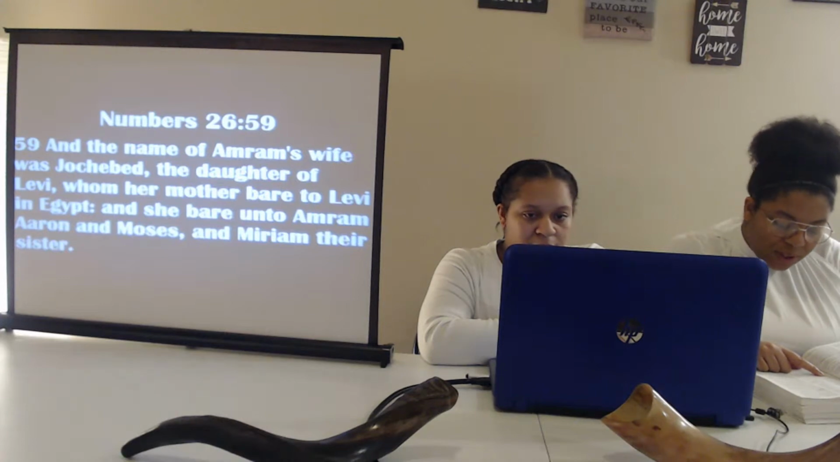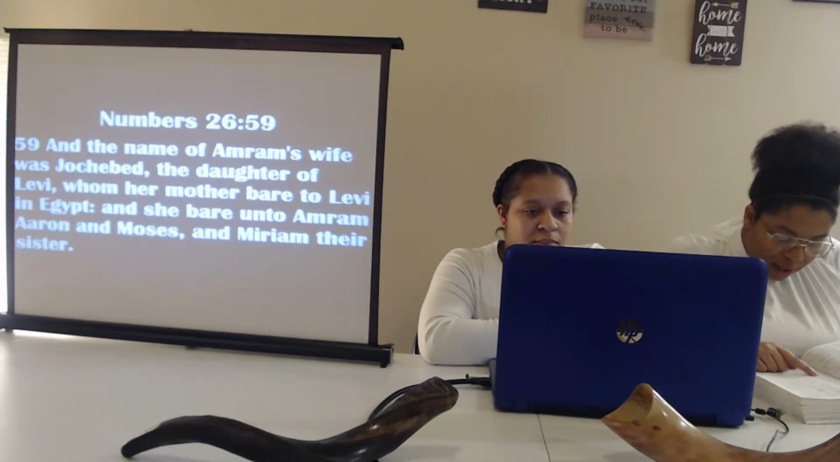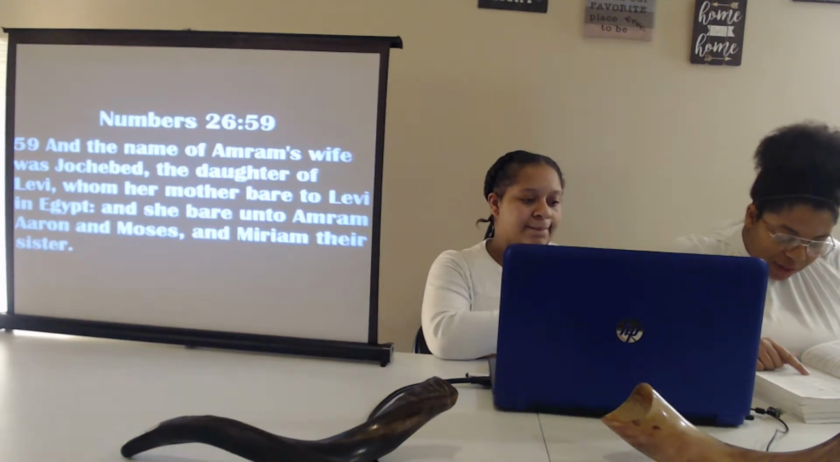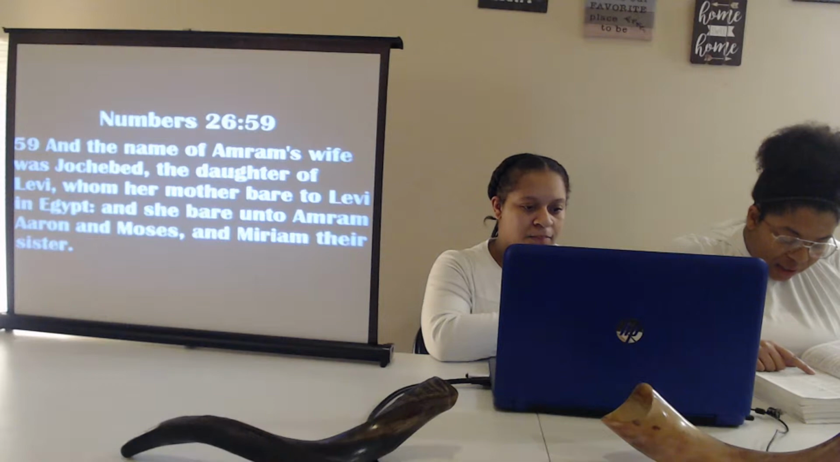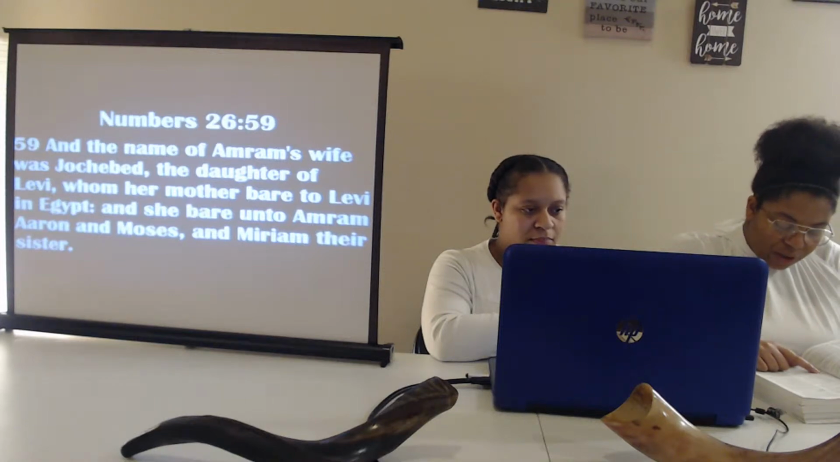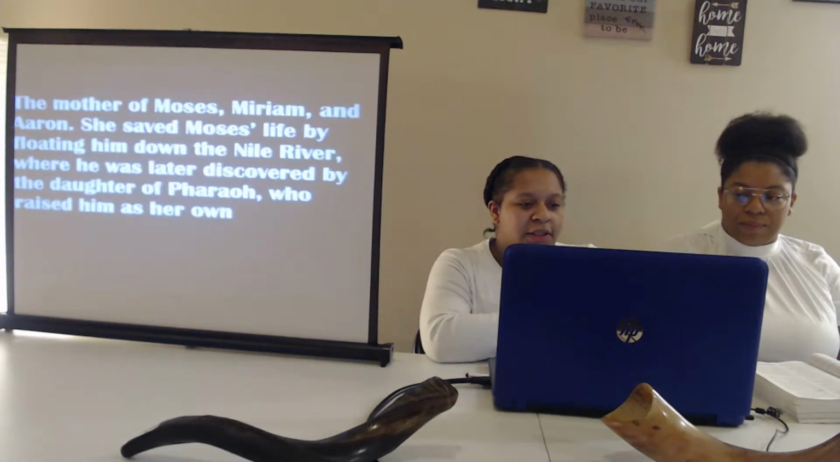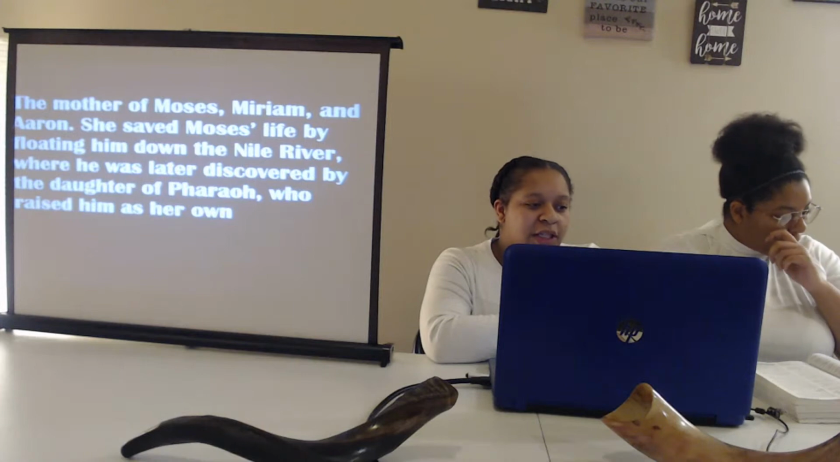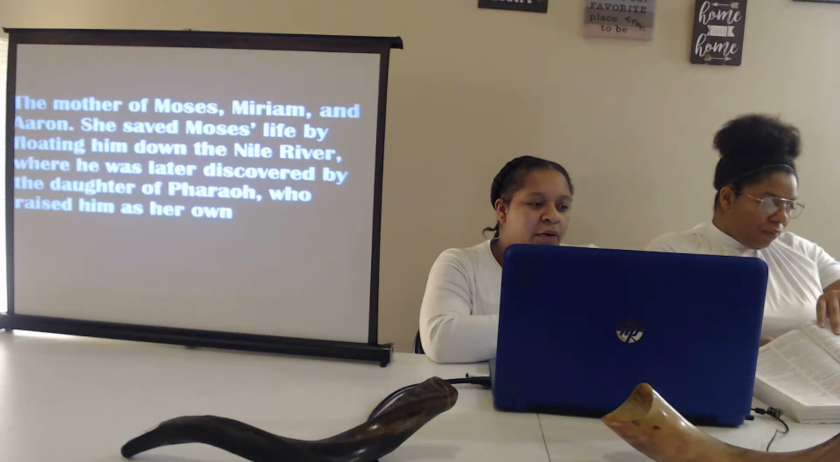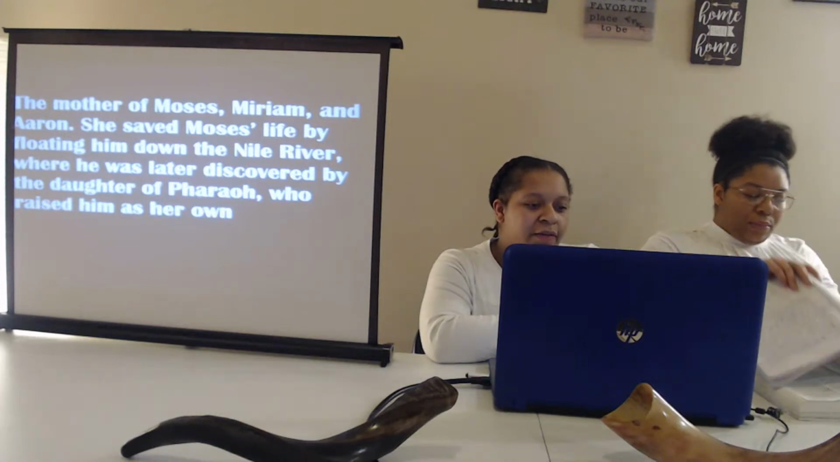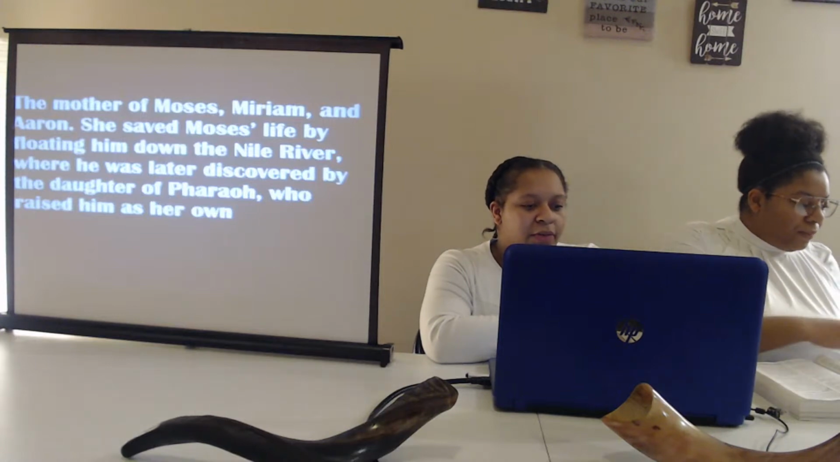Numbers chapter 26, verse 59. And the name of Amram's wife was Jochebed, the daughter of Levi, whom her mother bare to Levi in Egypt. And she bare unto Amram Aaron and Moses, and Miriam their sister. So the mother of Moses, Miriam and Aaron, she saved Moses' life by floating him down the Nile River, where he was later discovered by the daughter of Pharaoh, who raised him as her own.